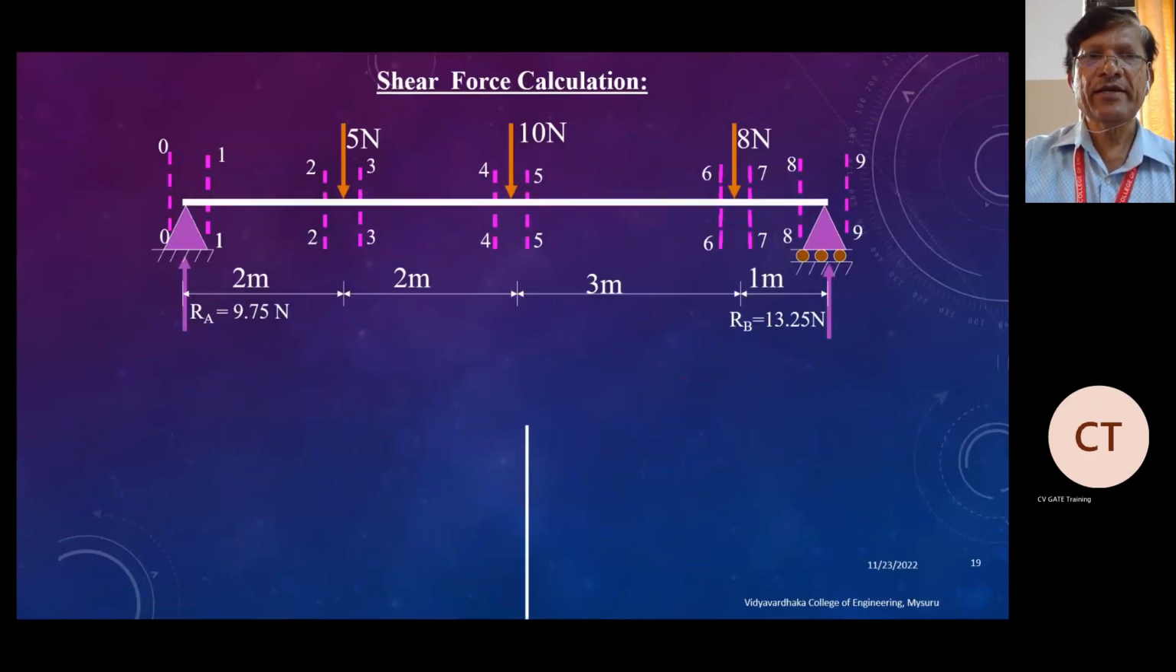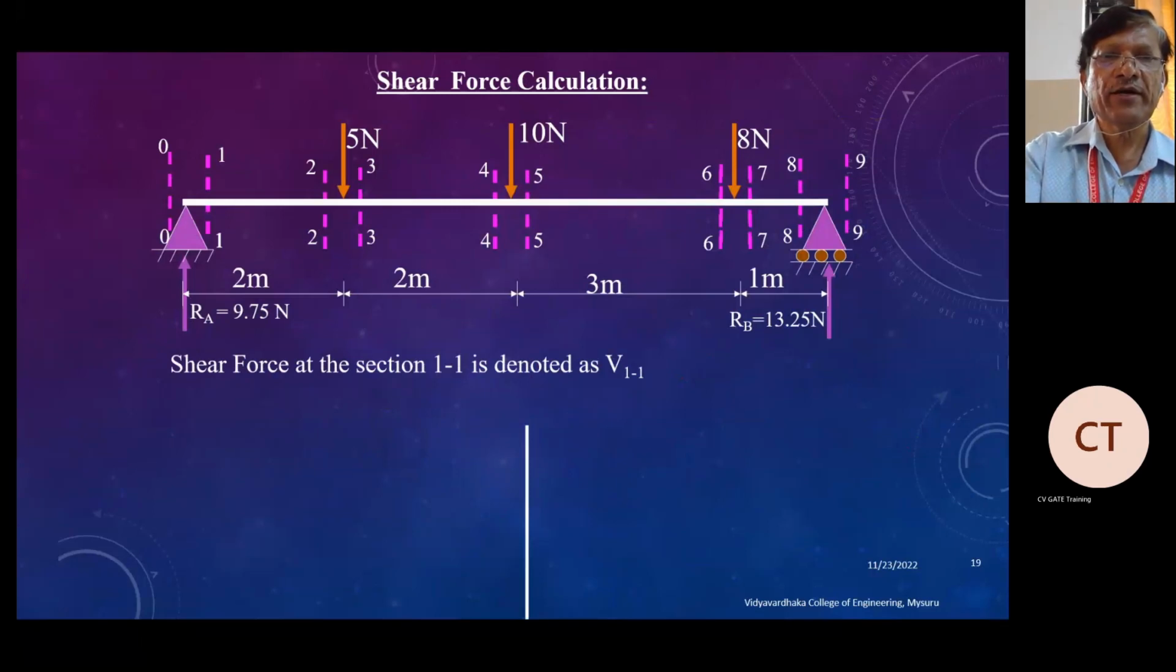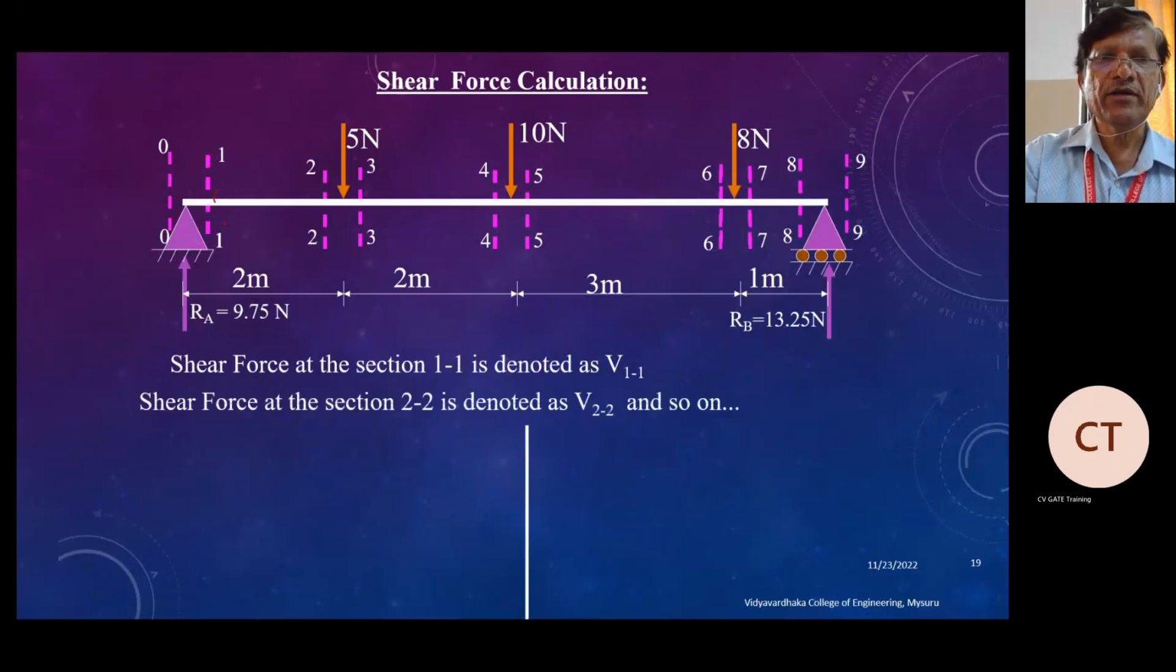Once you know the reactions, we need to do the shear force calculation. For example, if you want to calculate the shear force at section 1-1, this is section 1-1, denoted by V11. The forces on the left side of the section are considered as the shear force. For example, at V00 there are no other forces, so the shear force will be 0. For V11, we have only the reaction, that is 9.775 Newton.